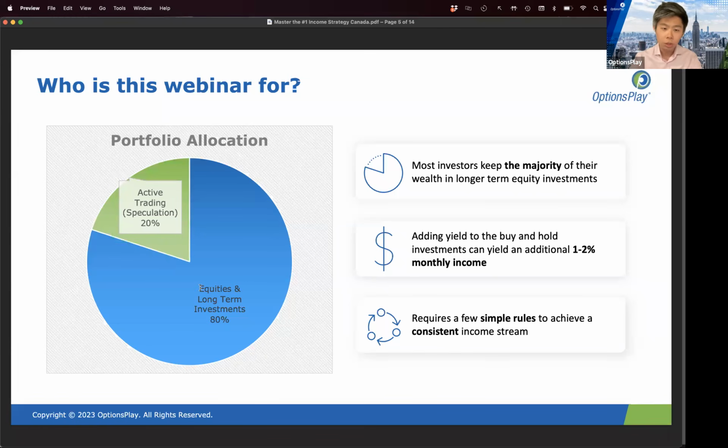But what we're here to talk about is this 80% of the long-term investments that you have that you typically don't put a lot of thought into, that you kind of just buy. Sometimes you have recurring buys that are set for you every single month. You don't even really think about them, and you're dollar cost averaging in the long run.